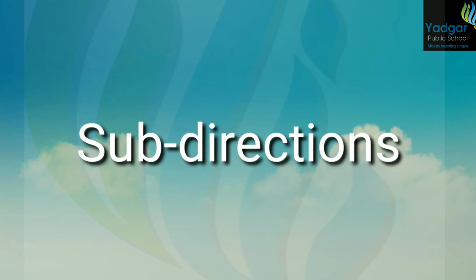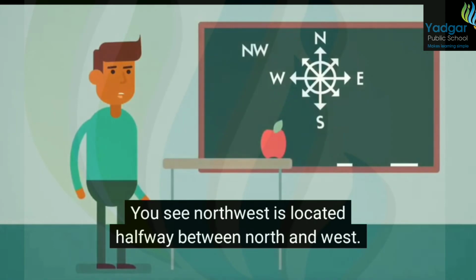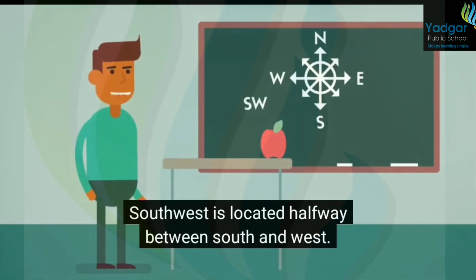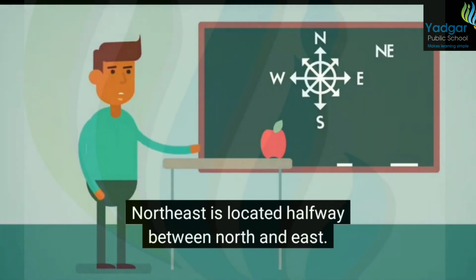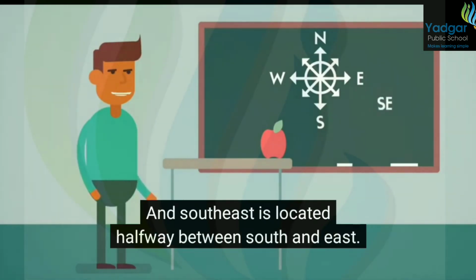My dear students, just now you have learned about 4 main directions, isn't it? East, west, north, south are the 4 main directions. Now let us learn the sub-directions. There are 4 sub-directions. Let us study one by one. You see, northwest is located halfway between north and west. Southwest is located halfway between south and west. Northeast is located halfway between north and east. And southeast is located halfway between south and east.